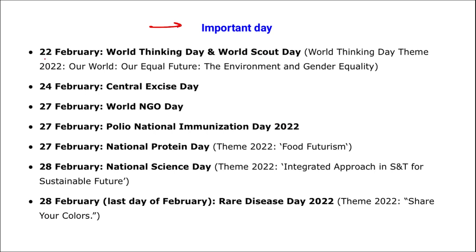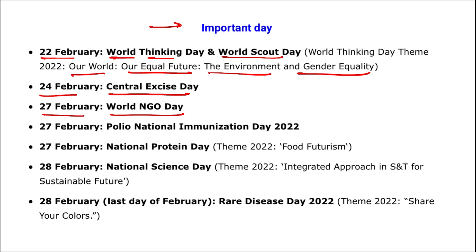Next are some important days. 22nd February is observed as World Thinking Day and World Scout Day with the theme Our World, Our Equal Future, the Environment and Gender Equality. Then on 24th of Feb, we observe Central Excise Day. 27th of Feb as World NGO Day.